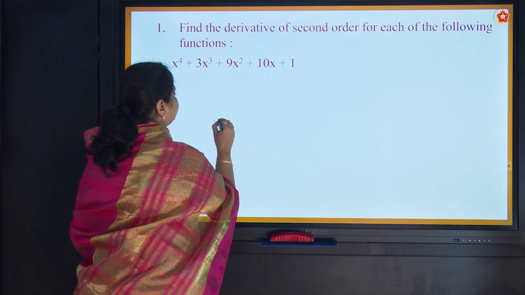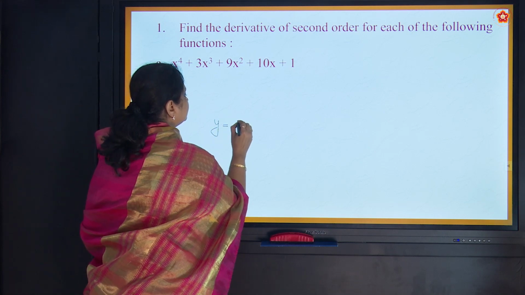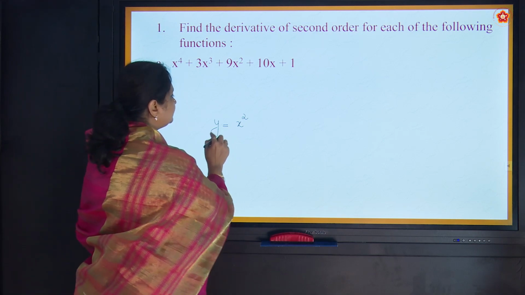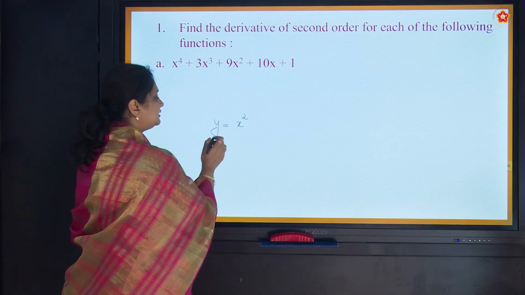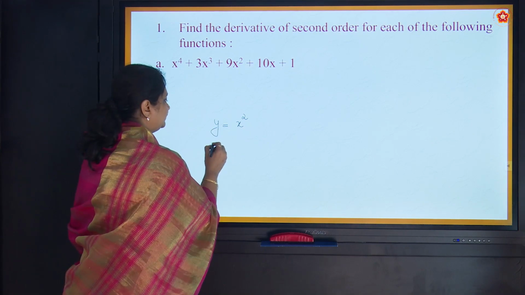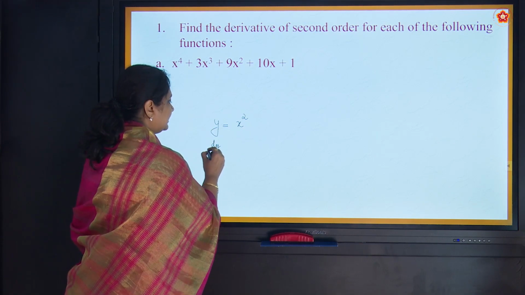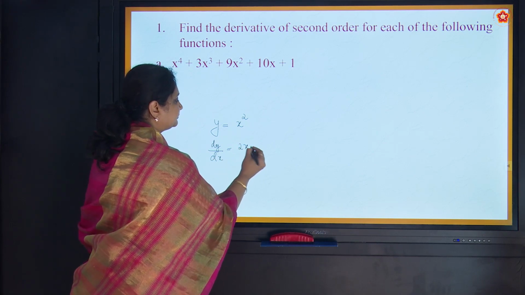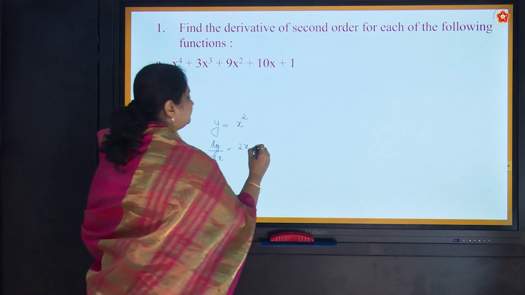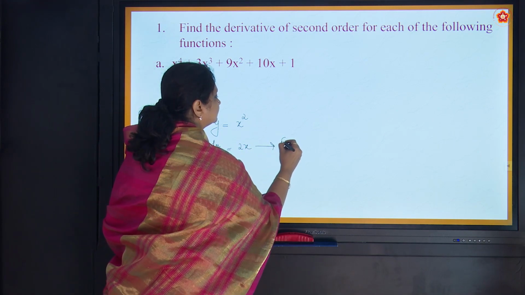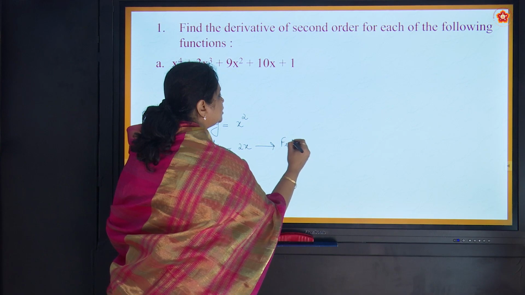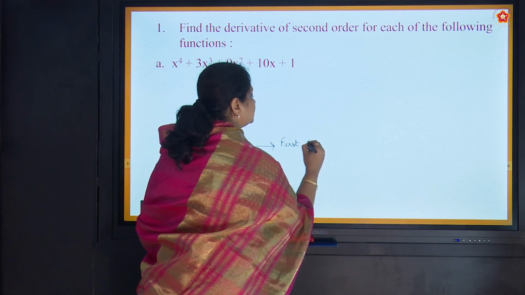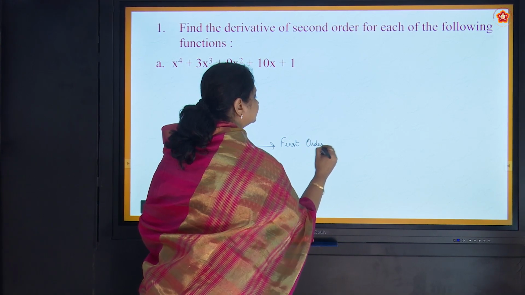Let's suppose we are given a function y is equal to x squared. The derivative of this function, that is when we differentiate this function with respect to x, what do we get? dy by dx is equal to 2x. So this is called the first order derivative. When we differentiate it the first time, we get the function that's called the first order derivative.